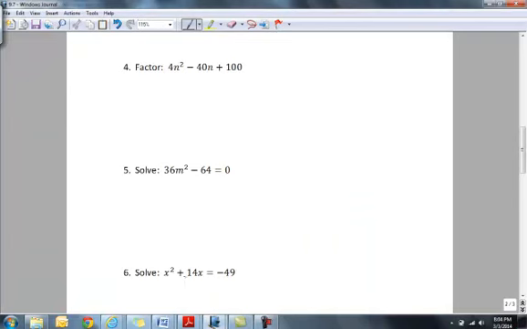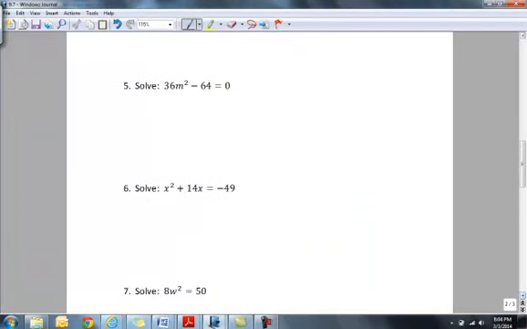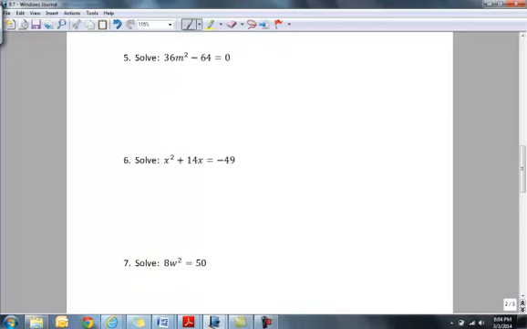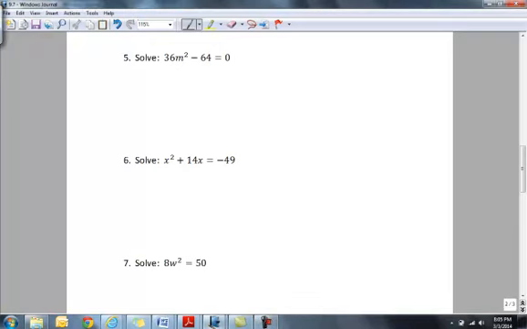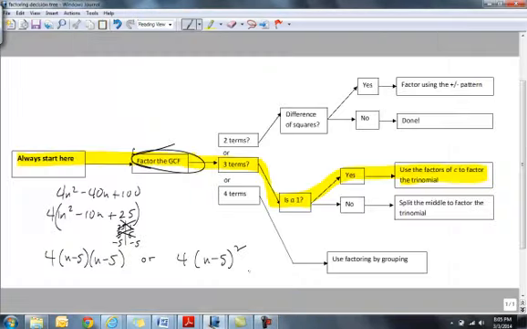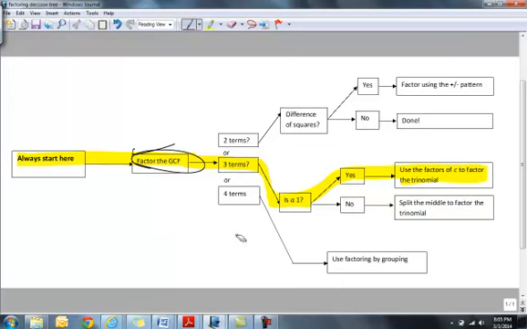All right, hope this is making sense to you. Let's take a look at number 5. All right, this one says solve, so in the end we are going to take this all the way to a solving step. Okay, 36m squared minus 64.